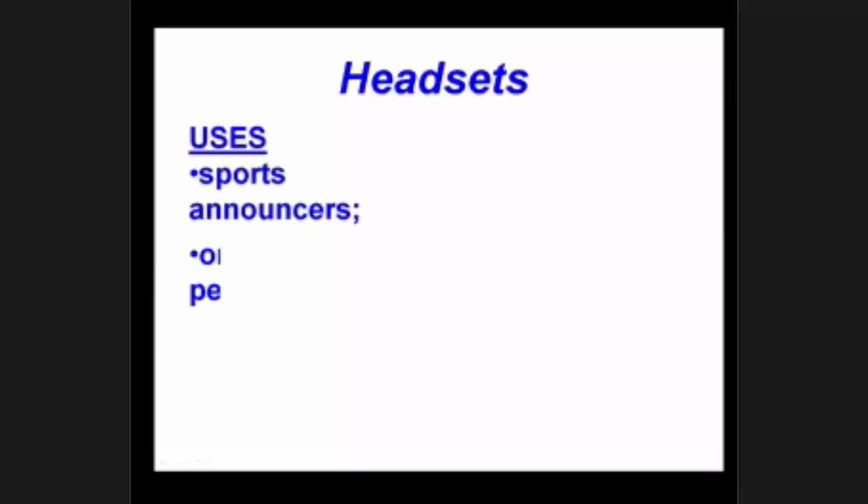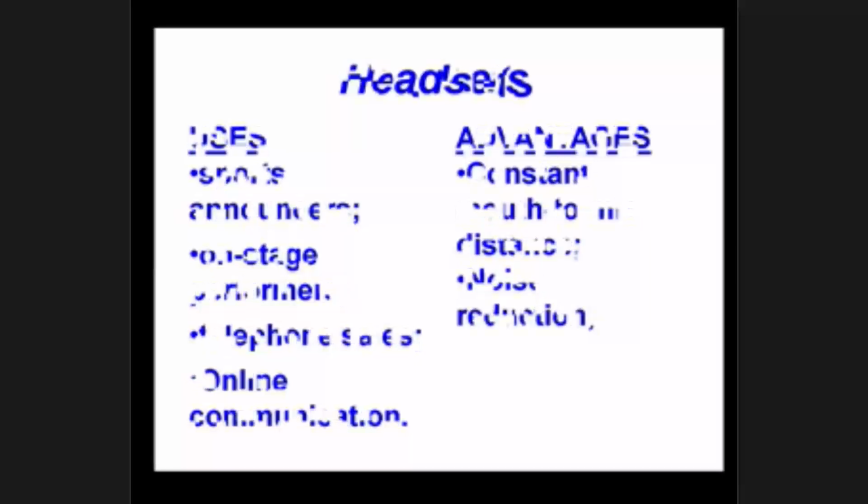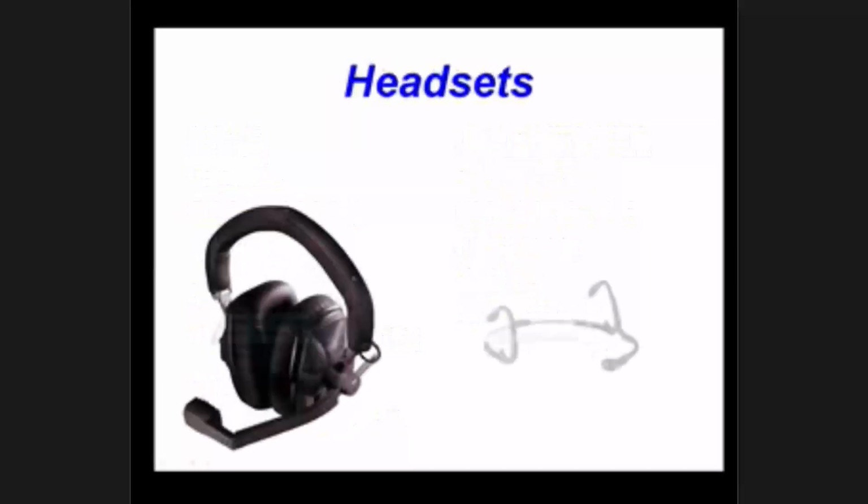Even more common because of its many uses is a headset microphone, used often by sports announcers, on-stage performers, telephone sales organizations, online communications, you name it. Some of the advantages of a headset microphone is you keep the constant mouth to mic distance no matter how you turn your head. Your microphone is always right there in front of your mouth. And because it's so close, you can keep the volume low and still get a good signal without adding a lot of noise. Here's just a few of the many examples showing how ubiquitous headsets are.